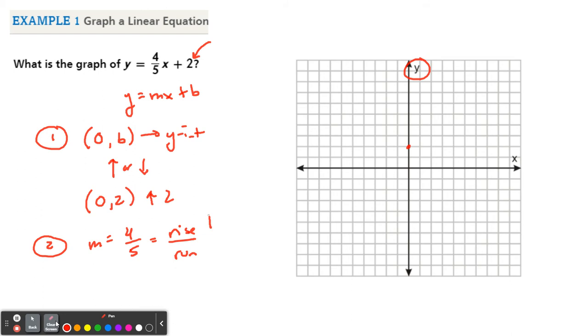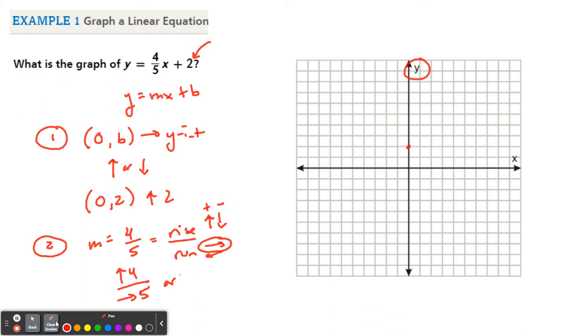When you rise, you go up or down, depending if it's a negative. And when you run, you go left or right, but I prefer that you go right. If there's a negative sign with your slope, you'll go down. So negative means down, positive means up. Here we have a slope of 4 fifths. That's positive 4, up 4, positive 5, right 5.